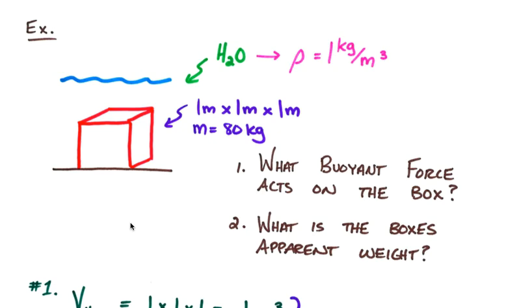So as I submerge this box, it feels a little bit lighter. If you've ever jumped into a pool or anything like that, you tend to feel a little bit lighter. And that's because this buoyant force is trying to take some of the weight that you are used to feeling, and it tries to push you back up so you feel a little bit lighter. So the question then becomes, how can we find that?